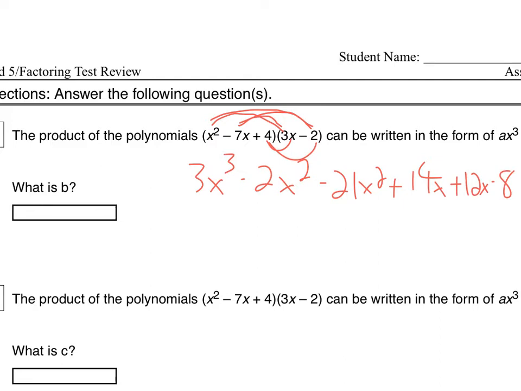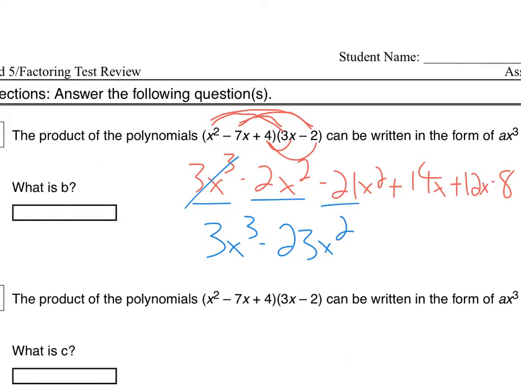Combine your like terms. I always start with my highest exponent, which in this case is a cube. So I have 3x cubed. There is no other x cubed, so that stays as is. I have an x squared and an x squared. Notice when I combine like terms, I only combine the coefficients. My variables do not change.